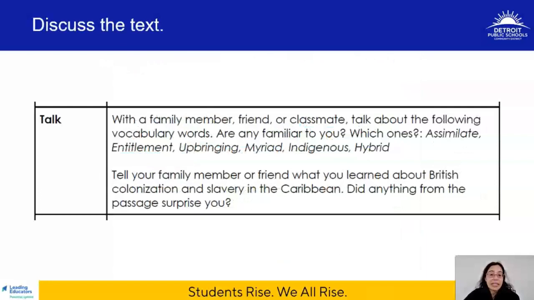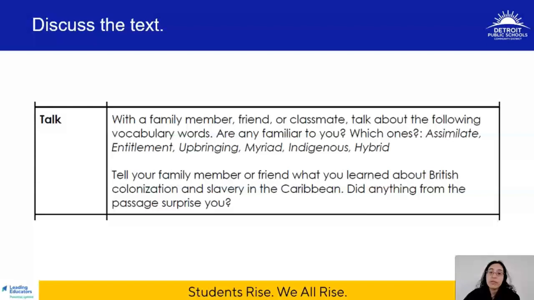Next, I'd like you to discuss the text. First, we'll start with some vocabulary. With a family member, friend, or classmate, talk about the following vocabulary words. Are any familiar to you? Which ones? Assimilate, entitlement, upbringing, myriad, indigenous, and hybrid.